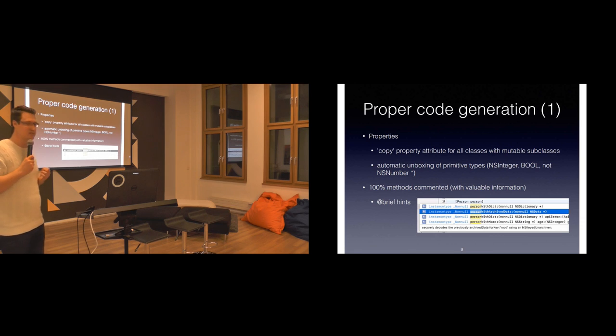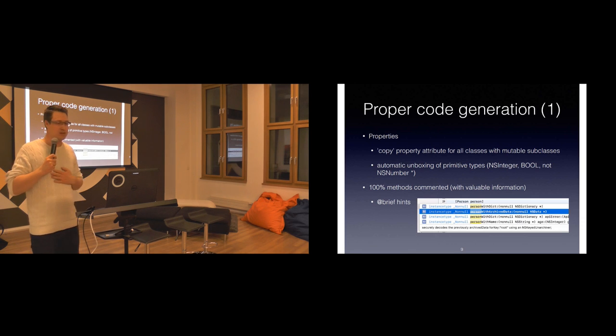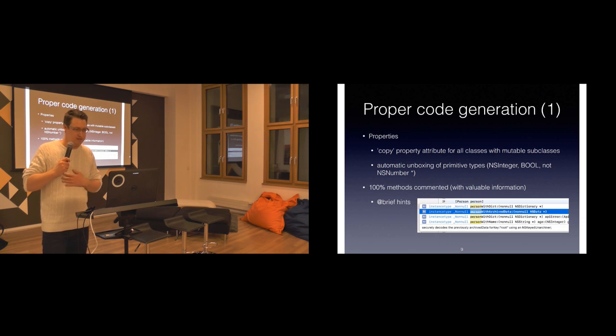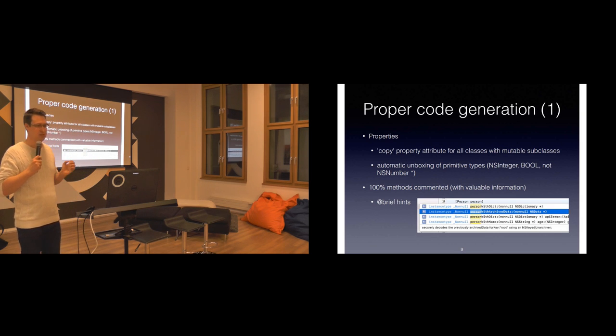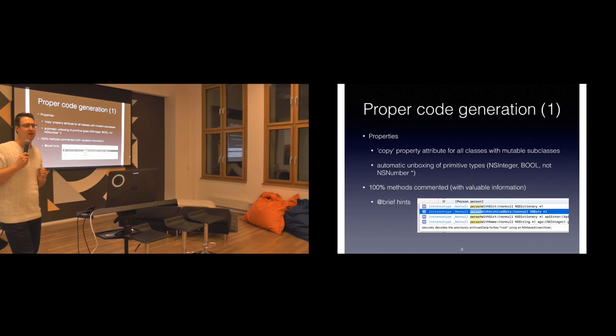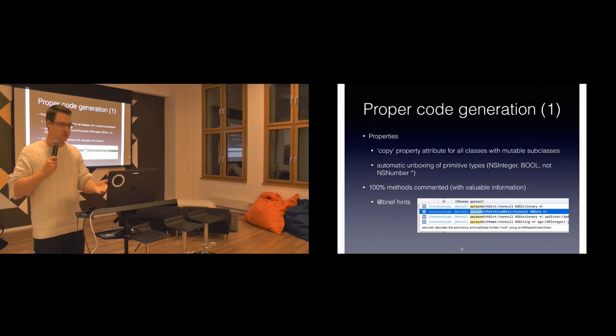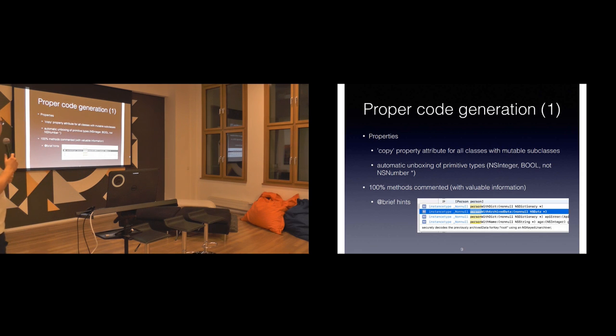So in this case you can init with archived data, and the text says securely decodes the previously archived data for the key root using an NSKeyedUnarchiver. So this is pretty convenient. I could do it myself, use the NSKeyedUnarchiver. So it's NSCoding here. But I can just use the convenience method. So now I know. And also it says securely decodes, and what this means I will show on a later slide.